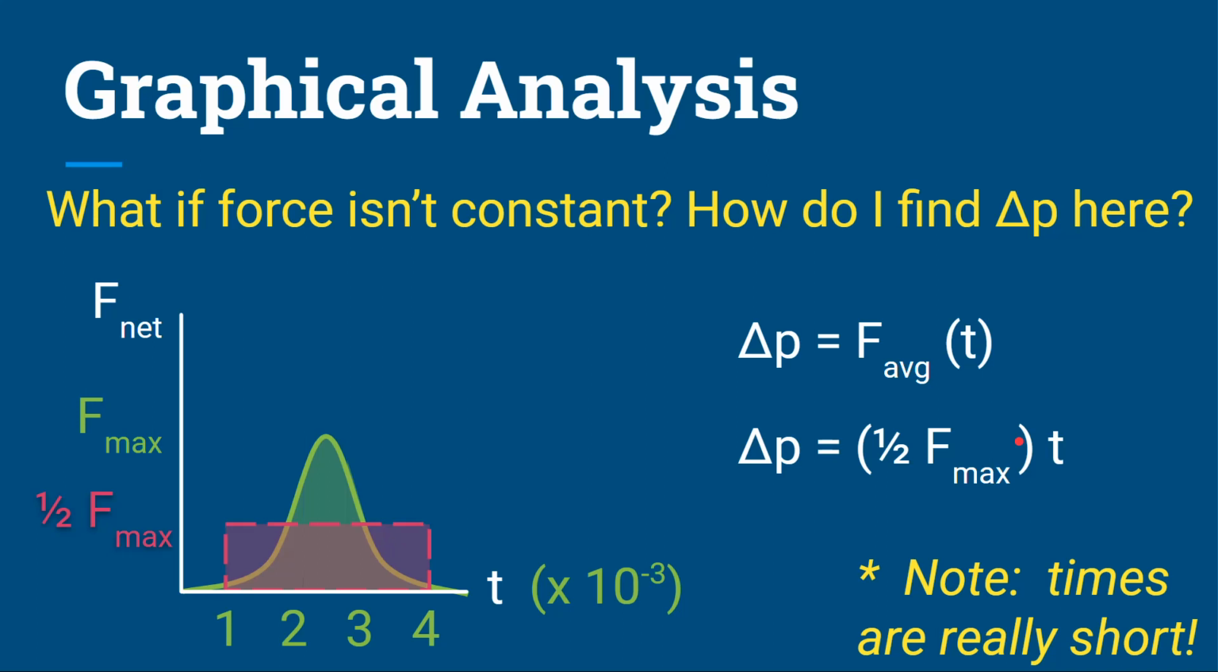Note that these times are really short. If this is a collision, like a ball hitting a wall, the collision doesn't take 3 seconds. It happens almost in an instant. If you look at my x-axis, my times, they all say times 10 to the negative third. I'm working in milliseconds here for these numbers. It's not 4 seconds, it's 4 milliseconds. And that would be what you would expect to see on a graph for a collision. It should be pretty quick, rather.